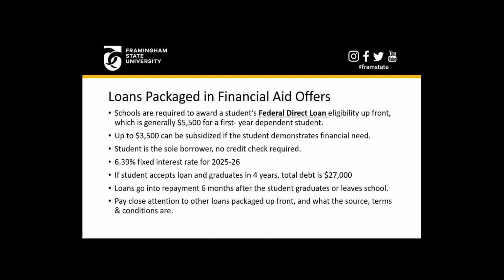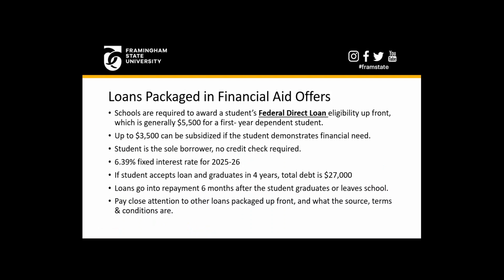In 25-26, the fixed interest rate is 6.39%. The interest rates are set yearly. They are fixed, so the 26-27 interest rate will likely be announced sometime in June. So students can get $5,500 in the first year, $6,500 in the second year, and $7,500 in the third and fourth years.